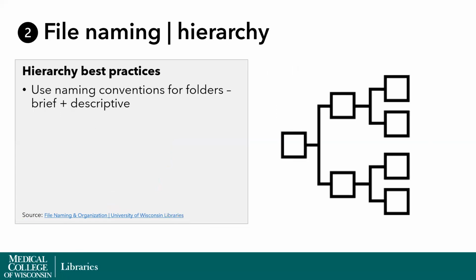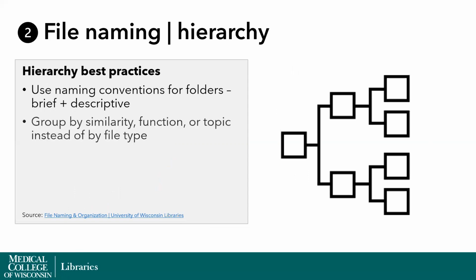So some other things to consider when we're talking about file naming is the hierarchy, so the folders that you're constructing. The first is to use naming conventions for folders that are brief and descriptive. So like your files where you're using meaningful words, you should apply the same convention to your folders. Another thing to consider is grouping by similarity, function or topic instead of by file type. If you just put all of your image files into one folder, you might have a hard time finding the exact image that you're looking for.